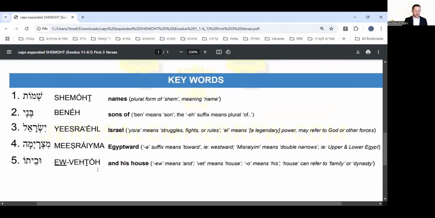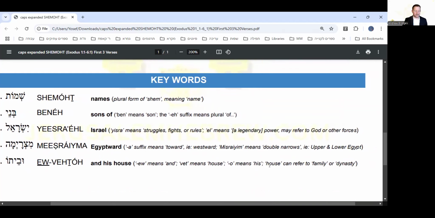Uvetho, uvetho. U means and, vit means house, O means his. So if you have a noun in Hebrew and it is a masculine noun, if you want to say his, whatever the noun is, then you just add O to the end of the masculine noun. So for example, if hand is yad, if you want to say his hand, you would say yado. You just add the O to the end, yado. So uvetho, and his house.